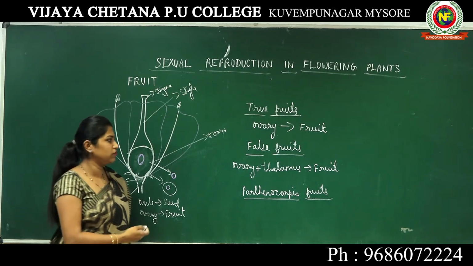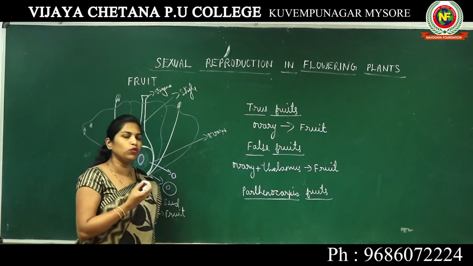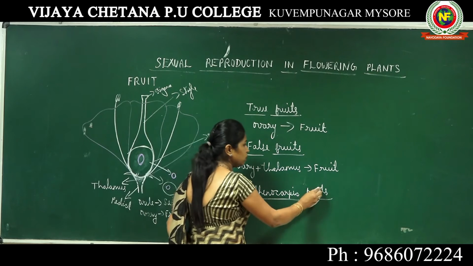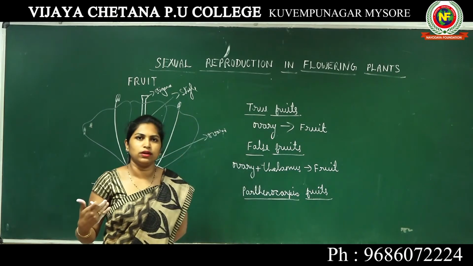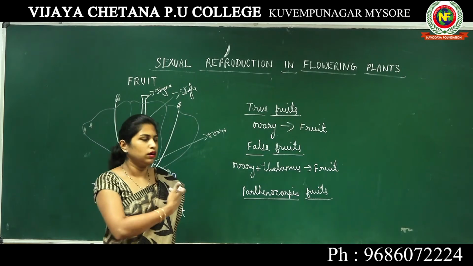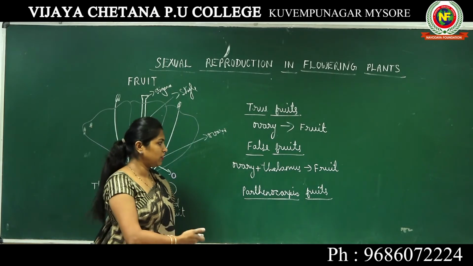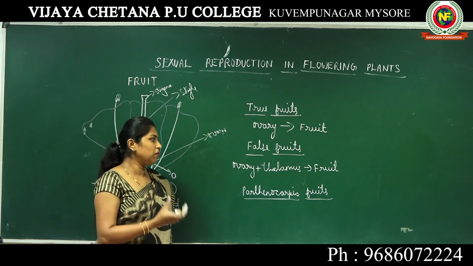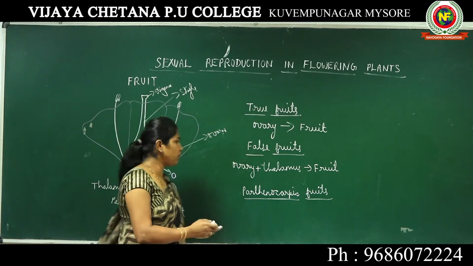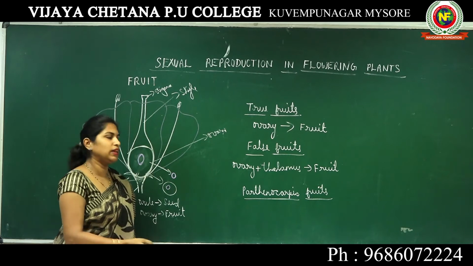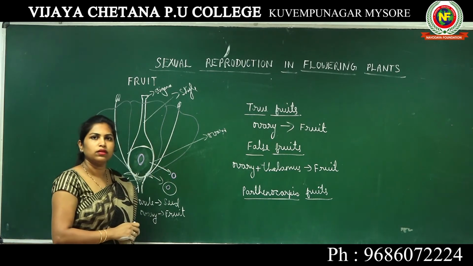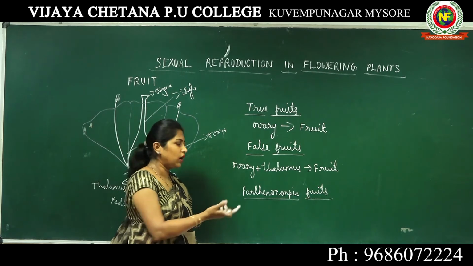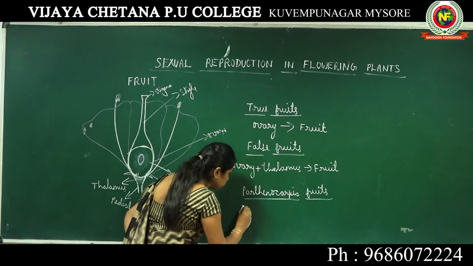Parthenocarpic fruits you must have studied in your previous classes. If a fruit is formed without fertilization, you can imagine the whole structure of fertilization I have explained throughout my classes. I have explained how fertilization takes place, how pollination takes place, all those things. Imagine a fruit is formed from this ovary without any fertilization happening inside the embryo sac. At such time, the fruits formed are known as parthenocarpic fruits.